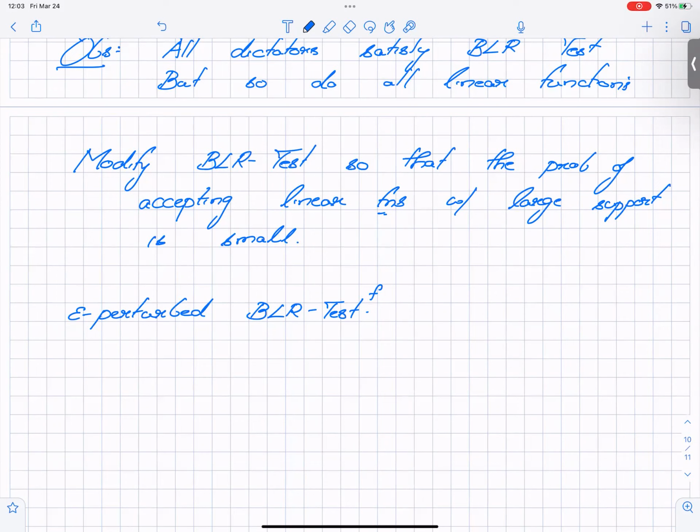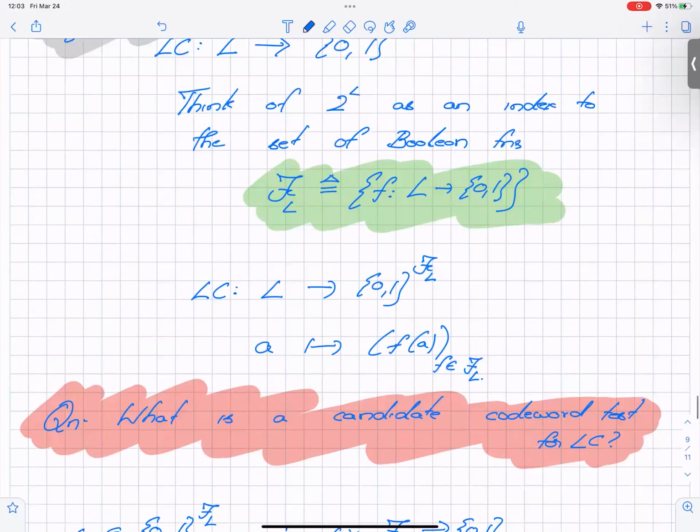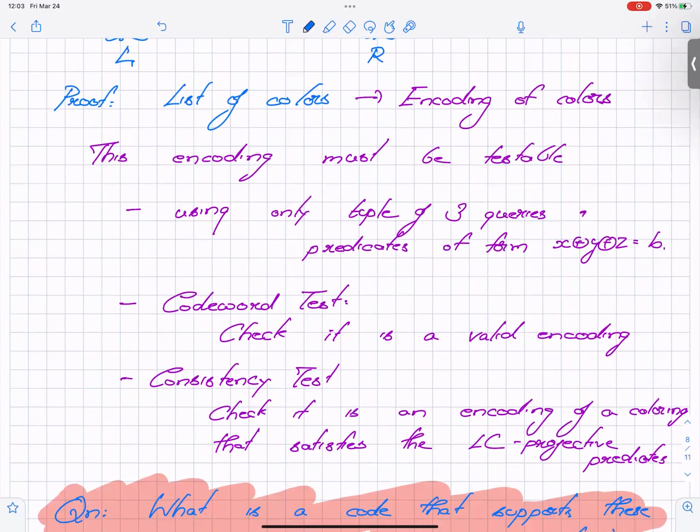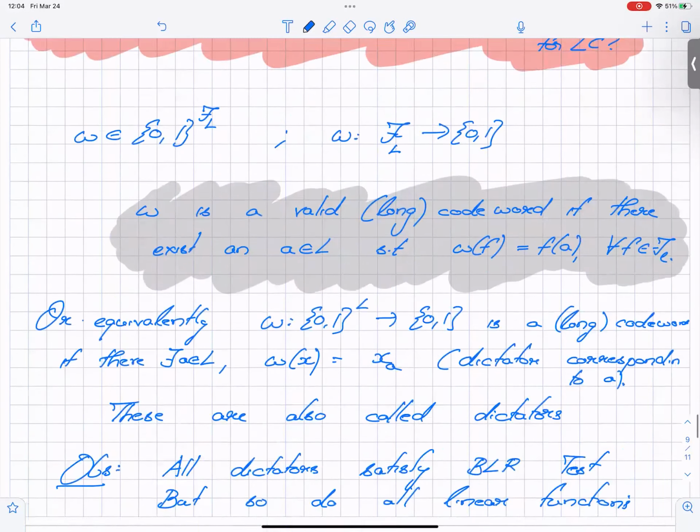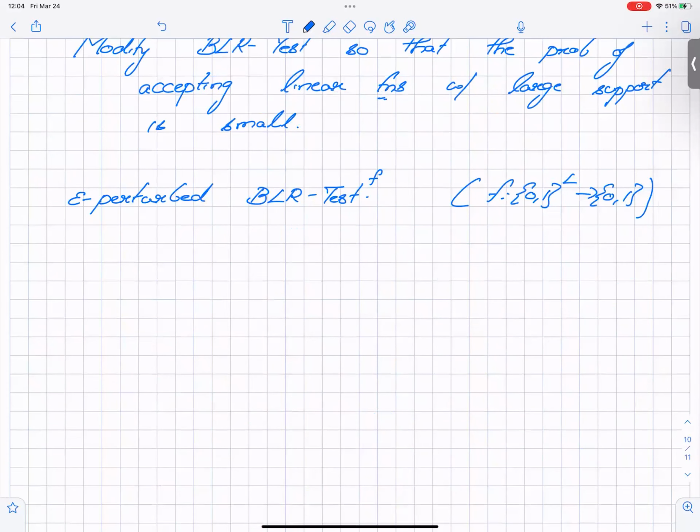So f is what I've been calling W so far. F is this function from 0, 1 to the L. Why can we afford to only do a linear test? You remember the properties we wanted. You want to reduce it to max cut. So the only tests we are allowed are 3-query tests of the form x0. Within that set of tests, we must be able to check both that it's a codeword as well as consistency. So F is what I call W now.